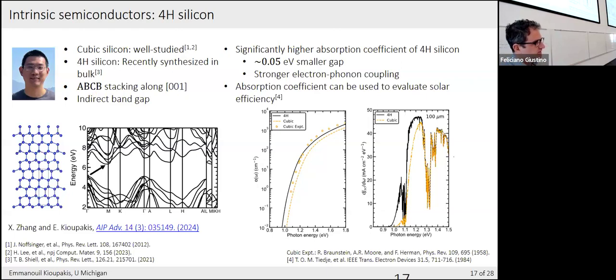A material where this is very common is silicon carbide. Silicon carbide, this stacking sequence costs very little energy, so there are numerous polytypes. For silicon, this has been developed very recently, the 4H silicon.